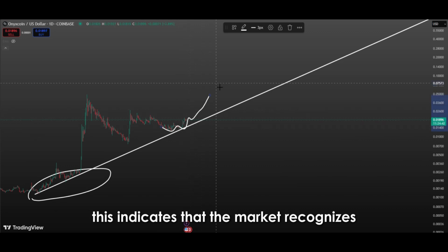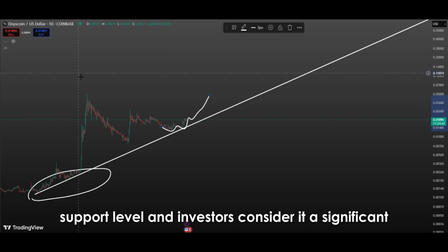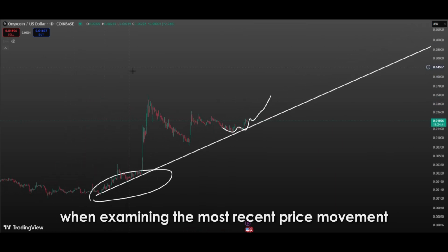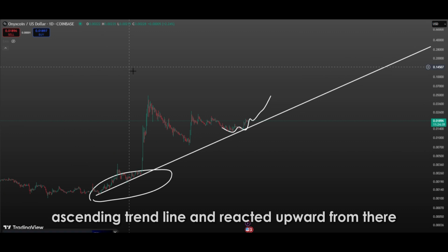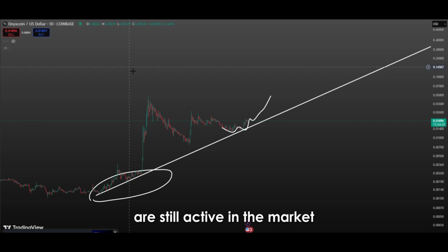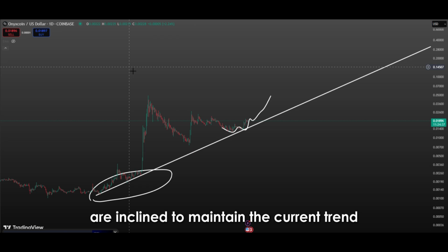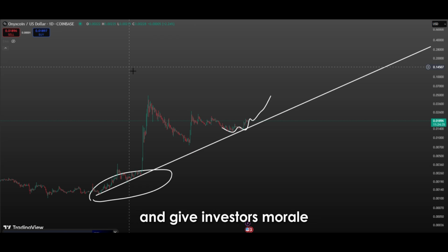This indicates that the market recognizes this trend line as a strong support level, and investors consider it a significant technical reference. When examining the most recent price movement, it can be seen that the price has once again touched this ascending trend line and reacted upward from there. This reaction clearly demonstrates that buyers are still active in the market, are inclined to maintain the current trend, and are not allowing the trend to break. Such reactions from support areas reinforce market confidence and give investors morale regarding upward expectations.